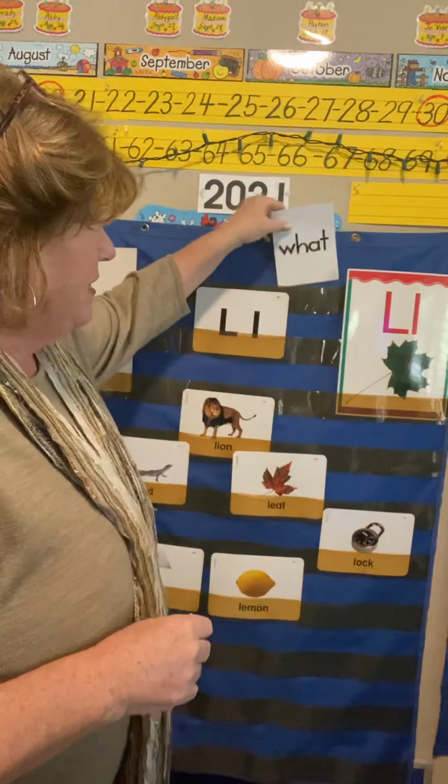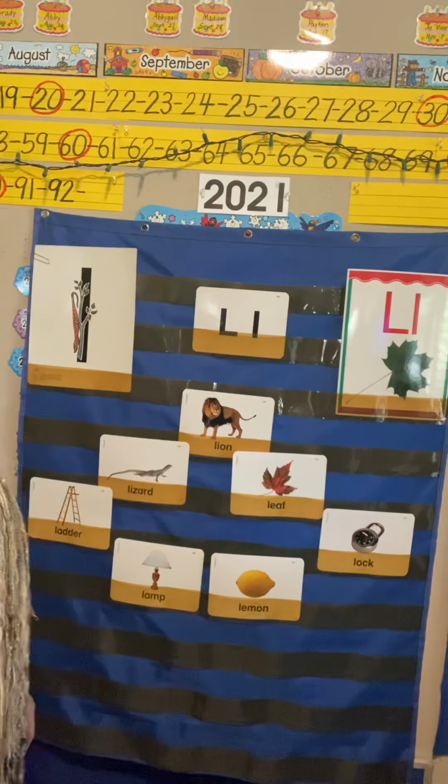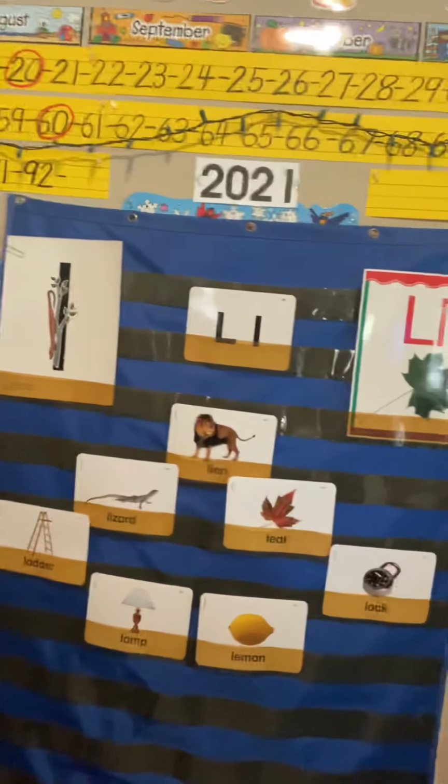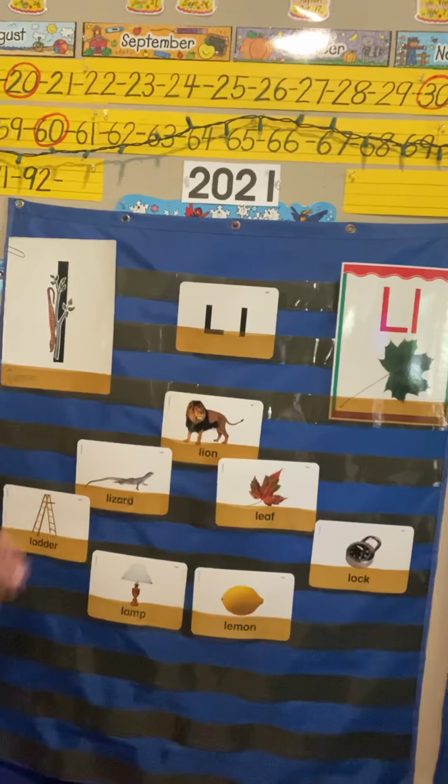So for now, I'm just going to put this off to the side. Actually, I'm going to put it over on the table because we're going to use it. And then we're going to quickly go over these words. So we went over these words already on Zoom. All right, and I'm just going to go over them again.